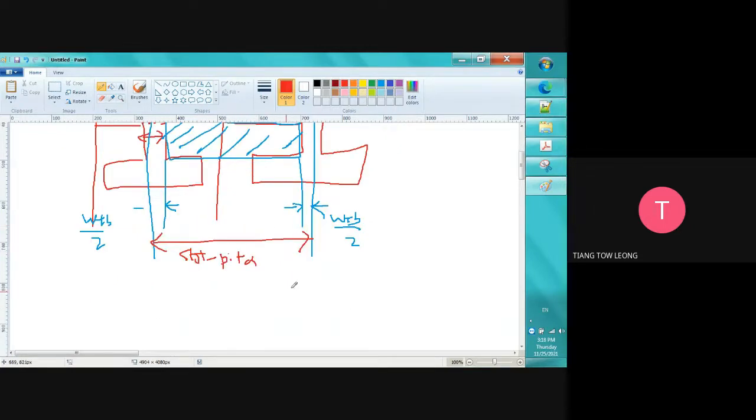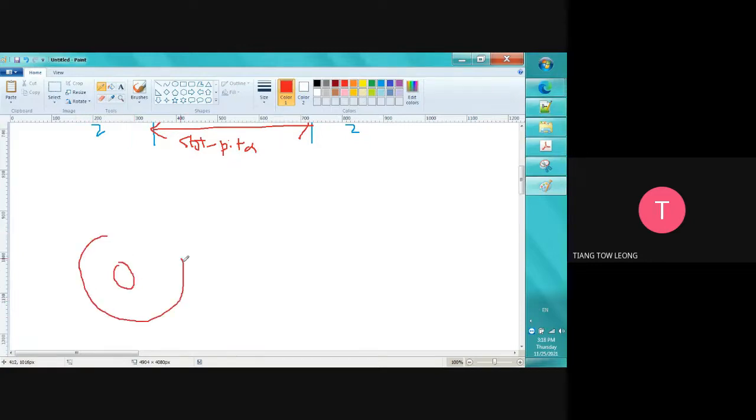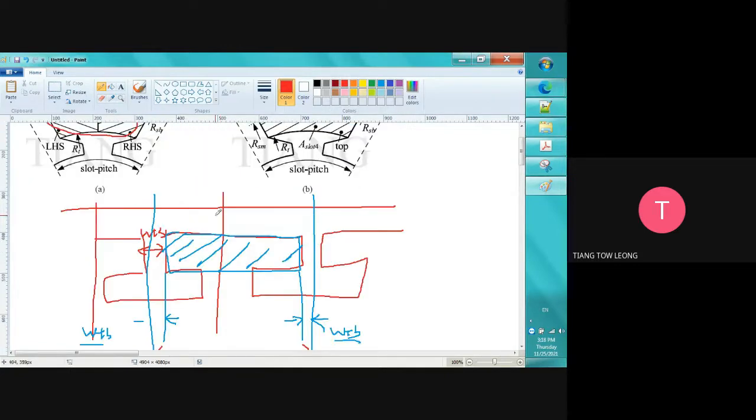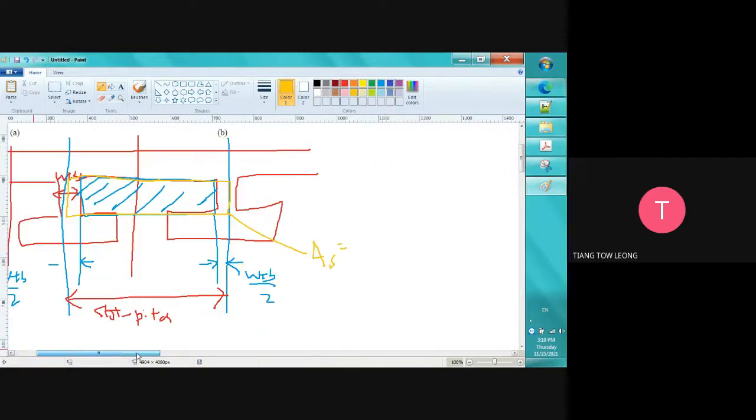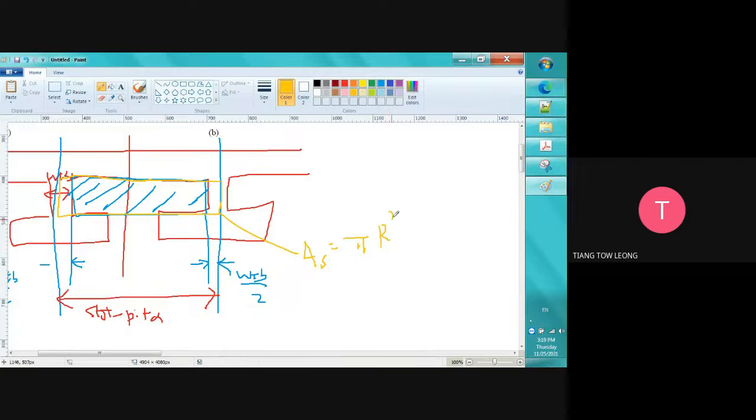How to do that is actually the same. We use the big circle minus the small circle, and then we divide by the number of slots. Then we will have this one. So if we want to calculate this part, the yellow part, A slot, it is actually pi r square minus pi r square, the big R minus the small r. The big R is RSB, and the small r is RT.